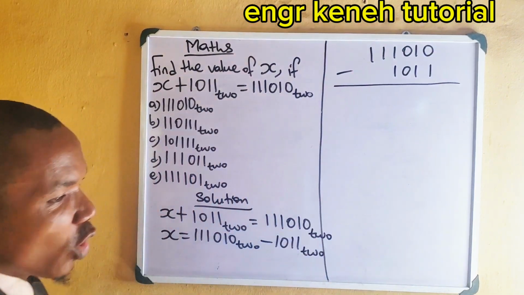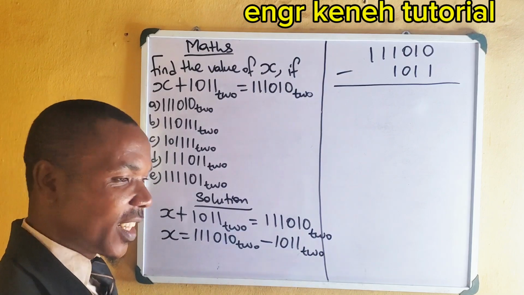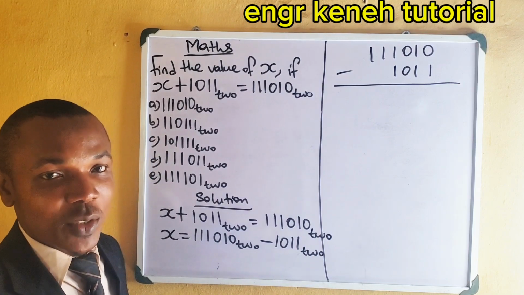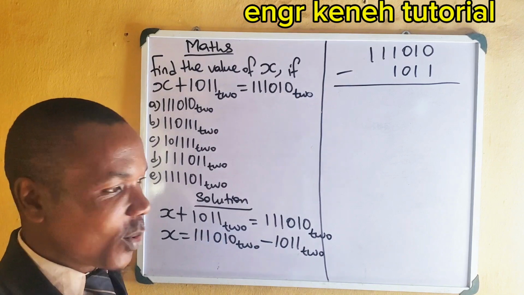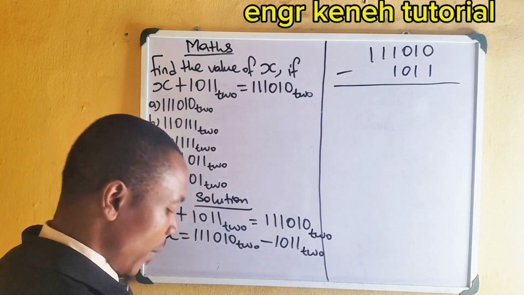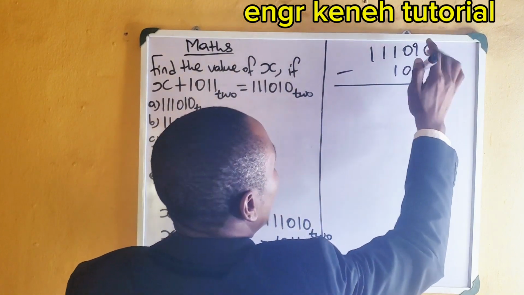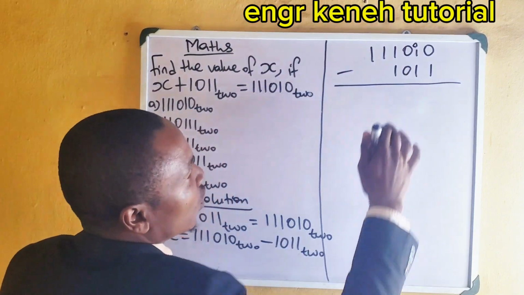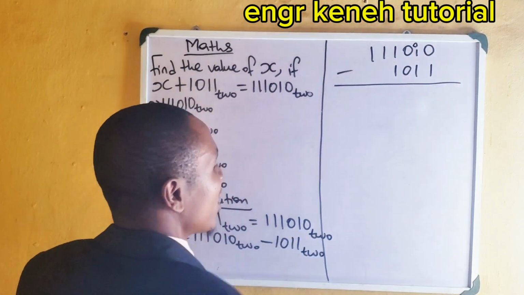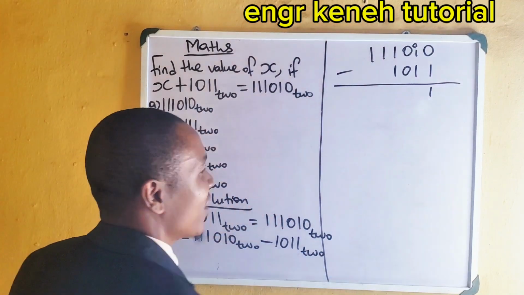If you borrow 1, you call it what? 2. If it's base 3, if you borrow 1, you call it 3. If it's base 4, you call it 4. If it's base 10, when you borrow 1, you call it 10, and so on. So here is base 2. If I borrow this one, this will remain 0. I will call this 2 and add it to 0. 2 plus 0 gives me 2. Then 2 minus 1 gives me 1. Can you see it?